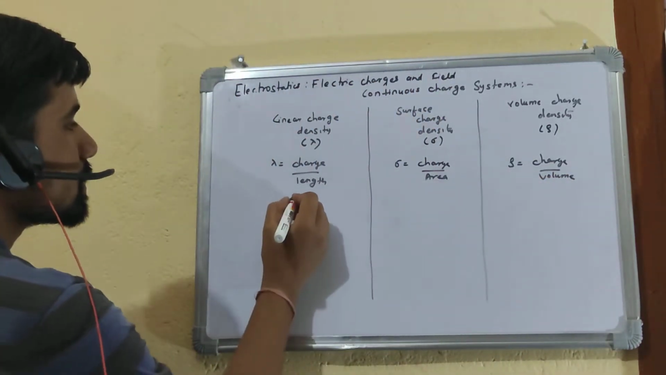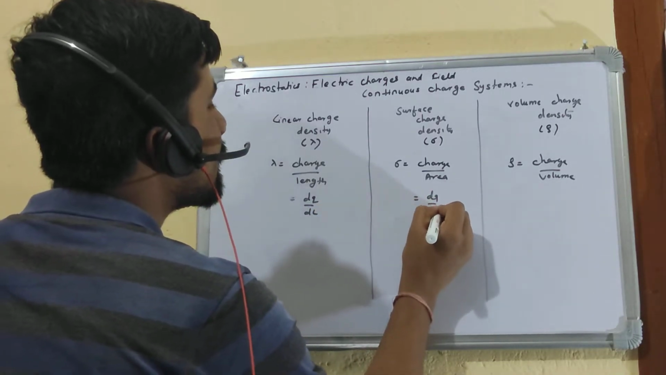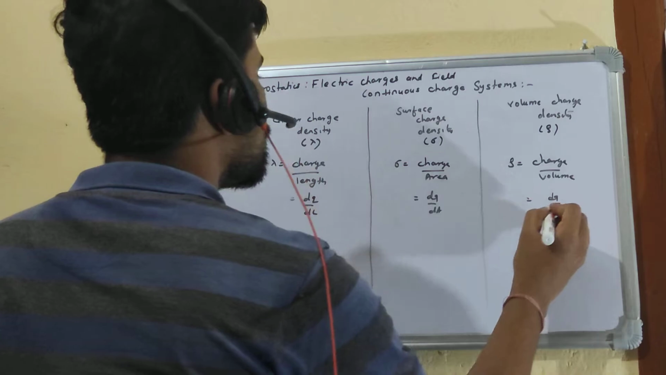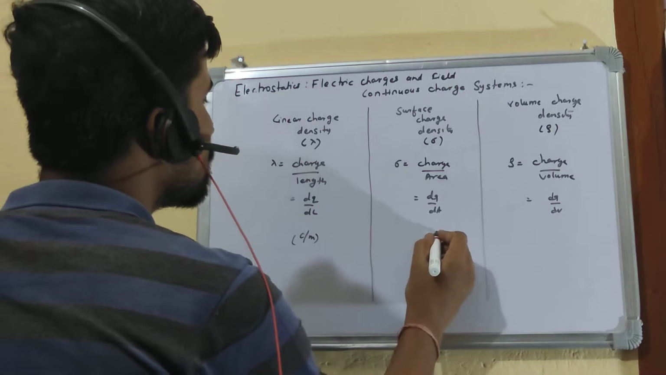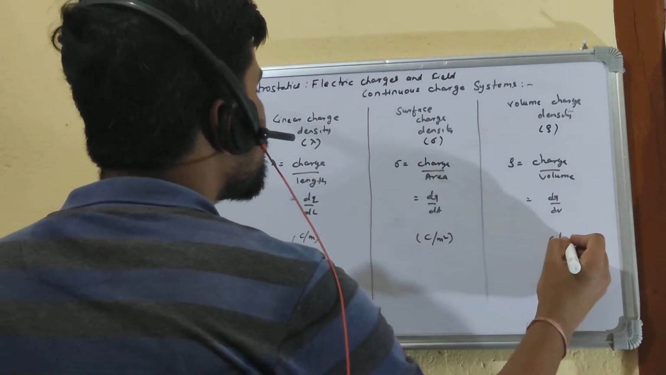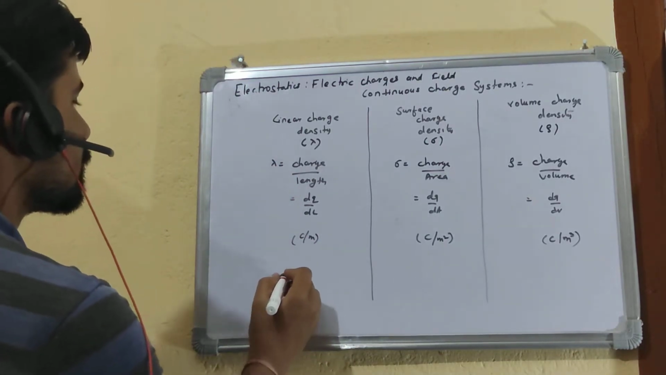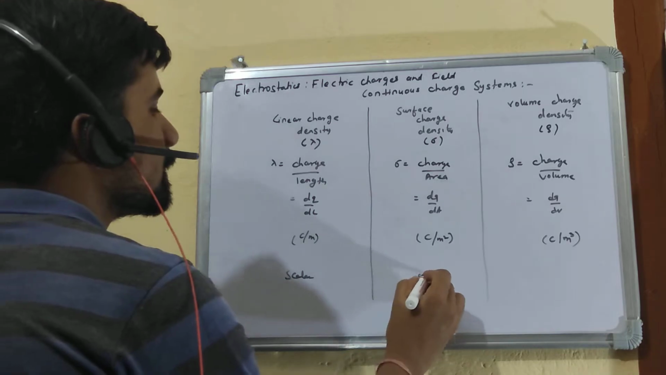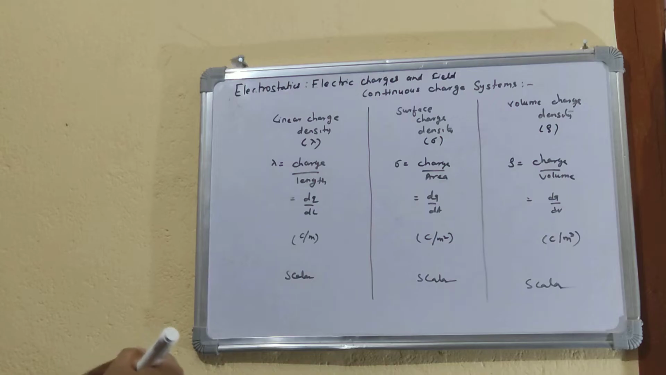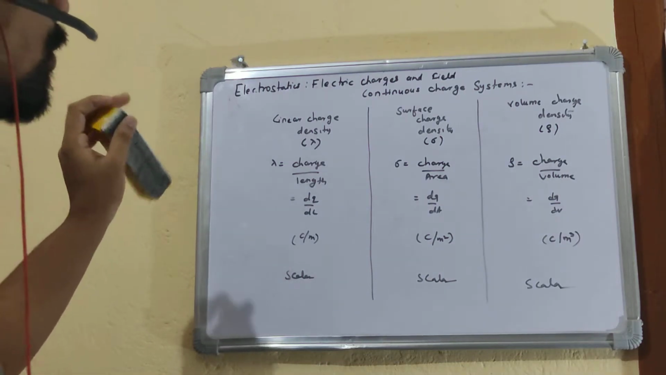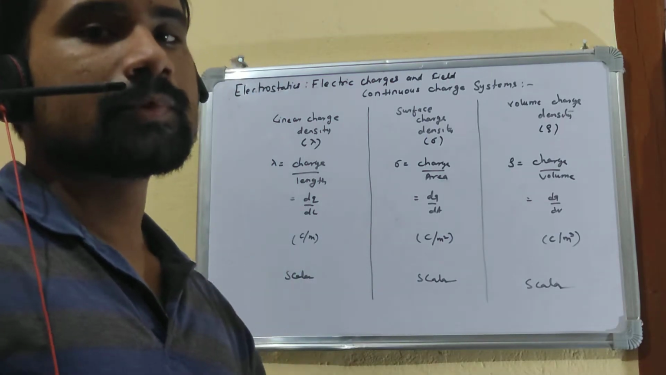In terms of a small charge, for a small length, this is dq by dl. Similarly, this is dq by dA, and this is dq by dV. And the units you can easily say are coulomb per meter, coulomb per meter square, coulomb per meter cube. Since each is a ratio of two scalars, these are all scalar quantities. There is nothing called direction here. So for continuous charge systems, we need to know how the charge is distributed in them before approaching any problem with respect to that.